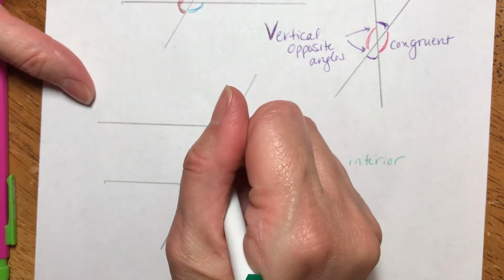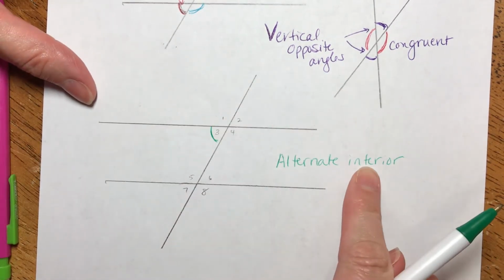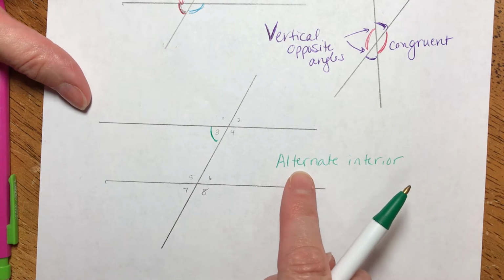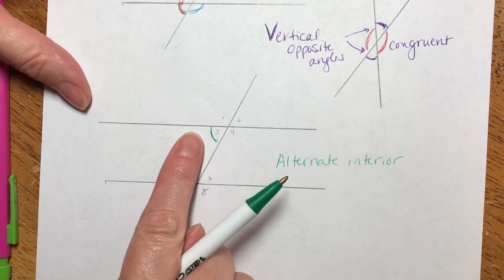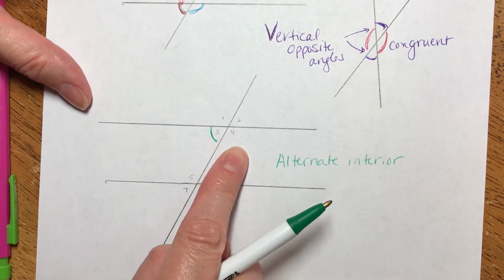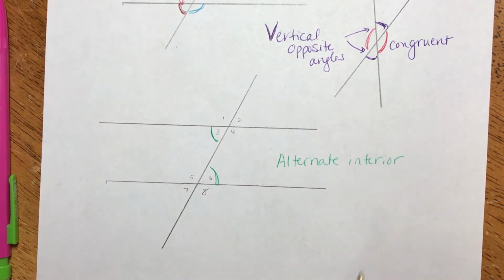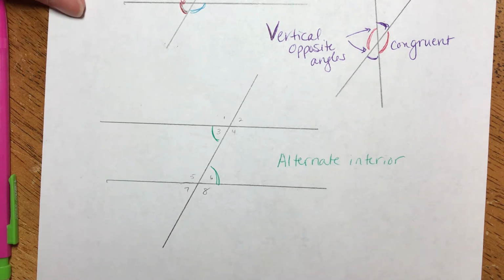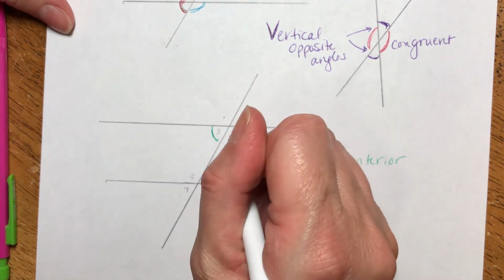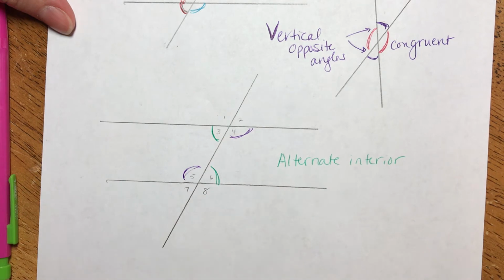Now I'm going to pick 3. It's interior, and now I want to find the one that's opposite. So I'm going to alternate. So now I'm on this side of the line. Now I want to flip to this side. But now I want it to be on the inside. So 3 and 6 are alternate interior angles. Does that make sense? There's one more set of alternate interior angles. Do you see them? I hope so. 4 and 5 are also alternate interior angles.